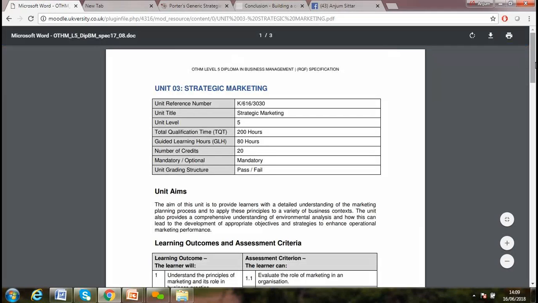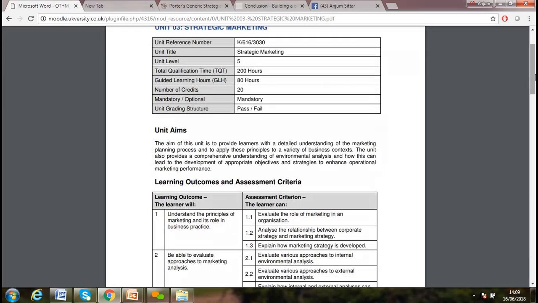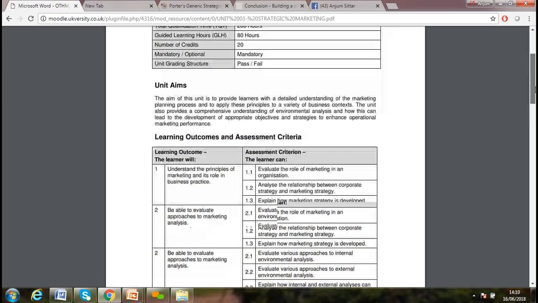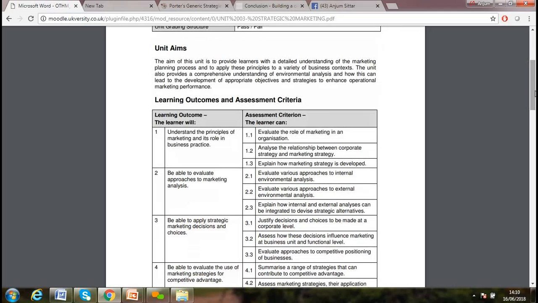Today's lesson, Unit 3, is about marketing. We have learned up to now LO1, which is understanding the principle of marketing and its role in business practices. In business practice, we discussed the difference between marketing and selling. We discussed marketing strategies and why they are crucial. We discussed the business or corporate objective of the organization, how we can make an effective organization, and the marketing strategies to achieve our objective.